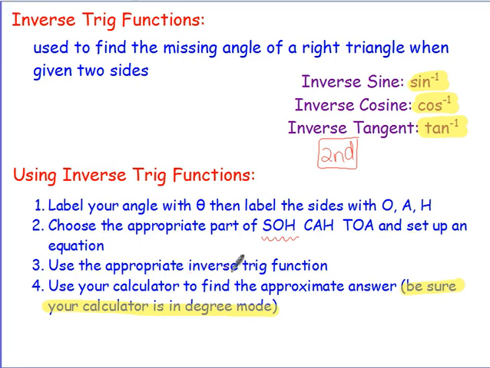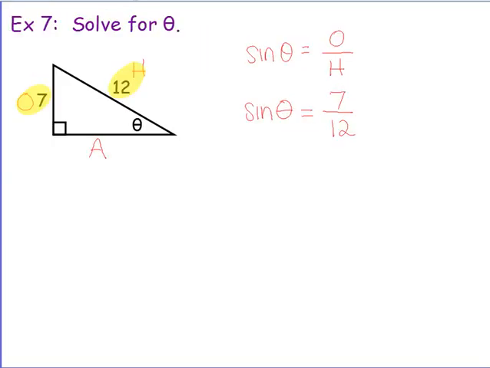Now we need to use the appropriate inverse trig function. I need to move this word to the other side of the equation because I need theta all by itself. So since this says sine, when I move it over here, it simply changes to inverse sine, and it attaches to the fraction. So when you move any of these words to the other side, they simply become inverse and they attach to whatever is there. So the way we do this in the calculator, we need inverse sine this time.